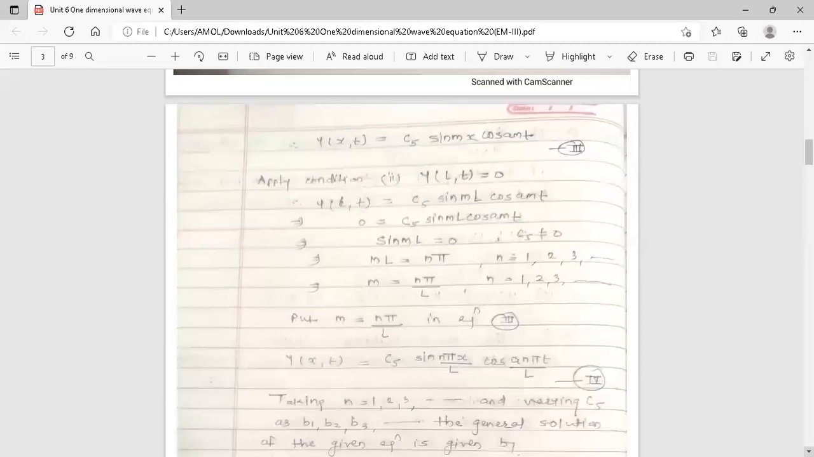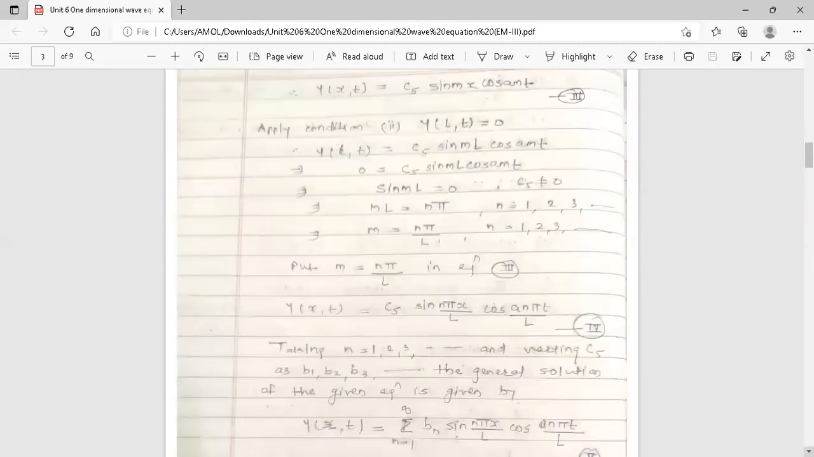If we put x is equal to l, then the equation reduces to C5 into sin ML into cos AMT. Okay. Now this product is 0 because y of lt is equal to 0. So 0 is equal to C5 into sin ML into cos AMT. So the product is 0. Okay. Now the product is 0 here. It means either C5 is 0, sin ML is 0, or cos AMT is 0.